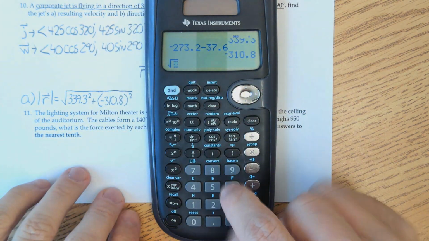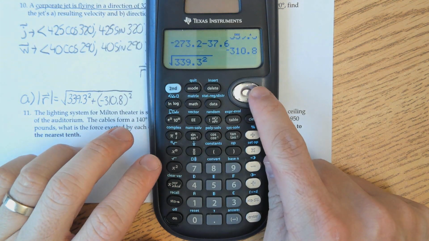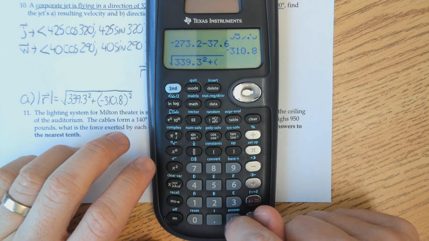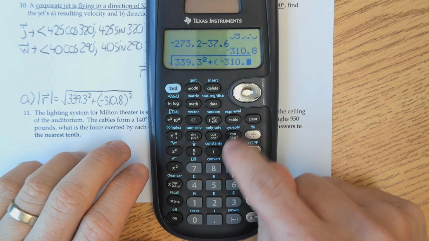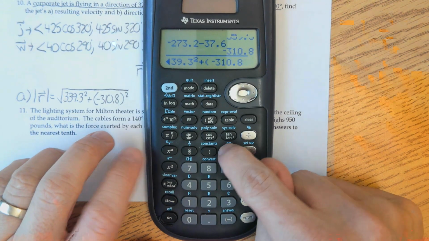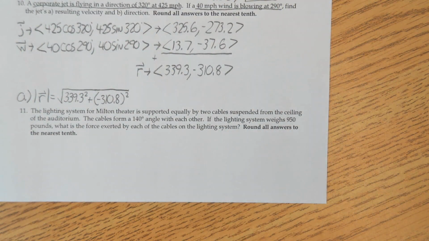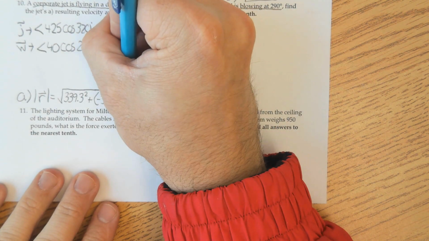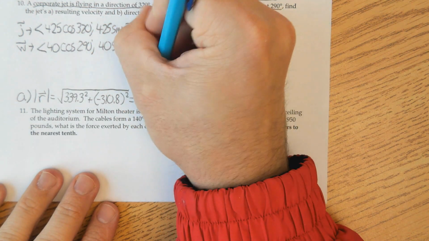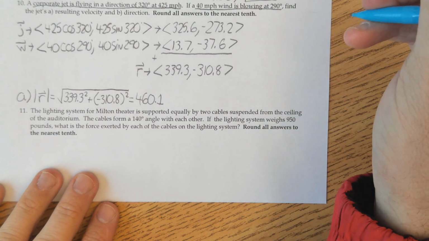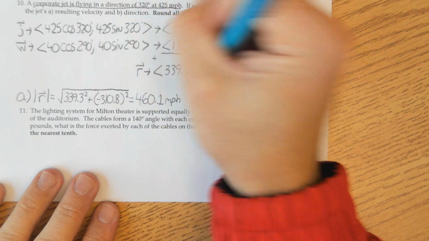You're going to do square root 339.3 to the second power plus a negative 310.8, not 5.8, sorry, to the second power. We're going to hit enter. And so it looks like the velocity is 460.1 miles per hour. Don't forget about your units.